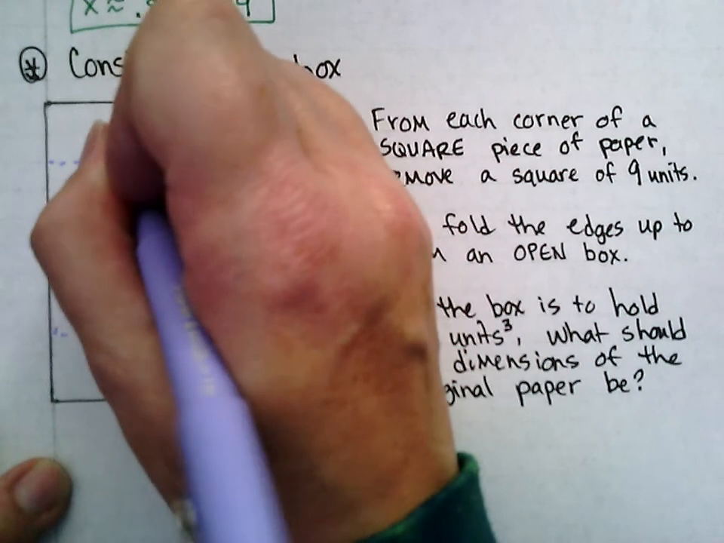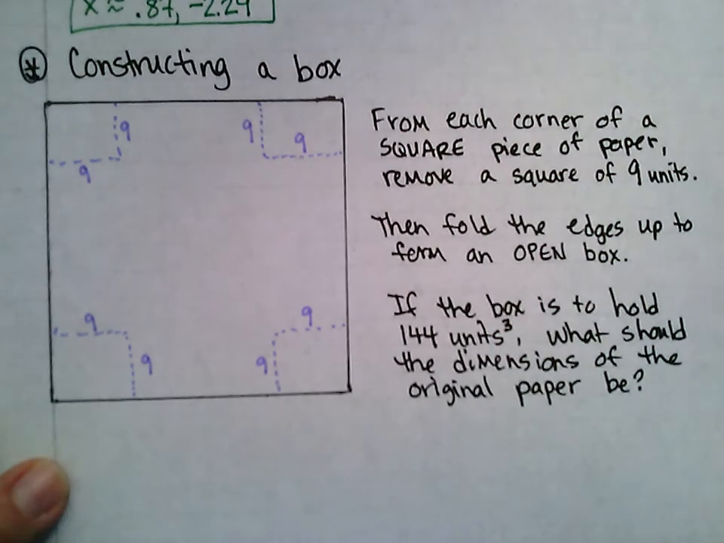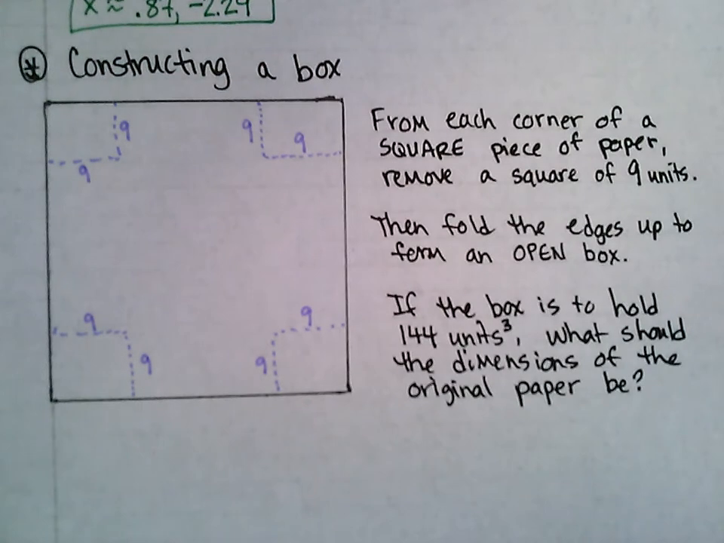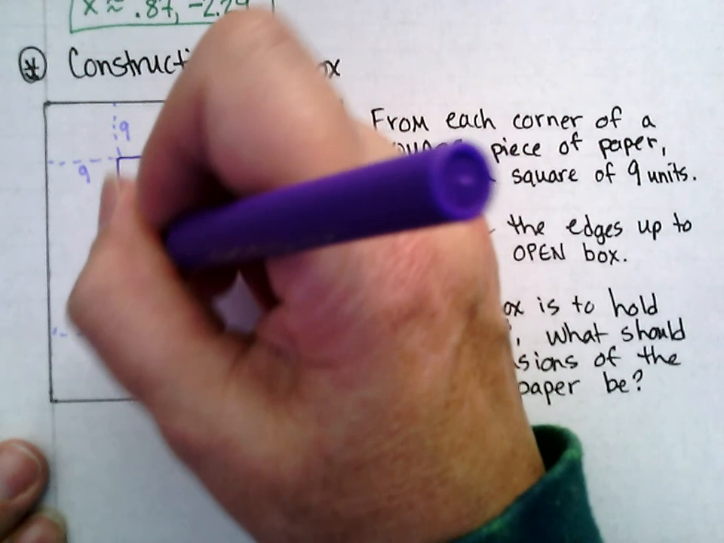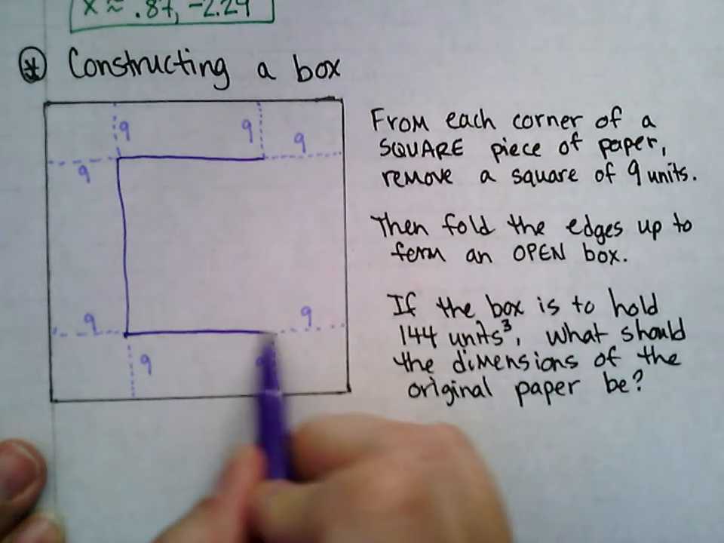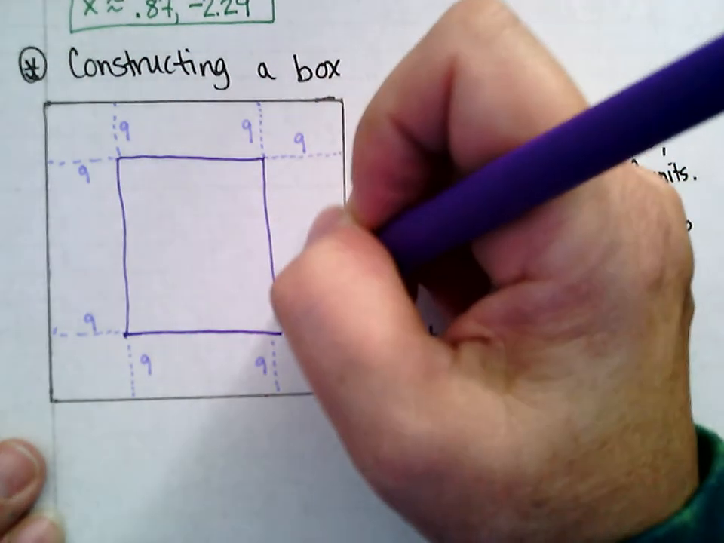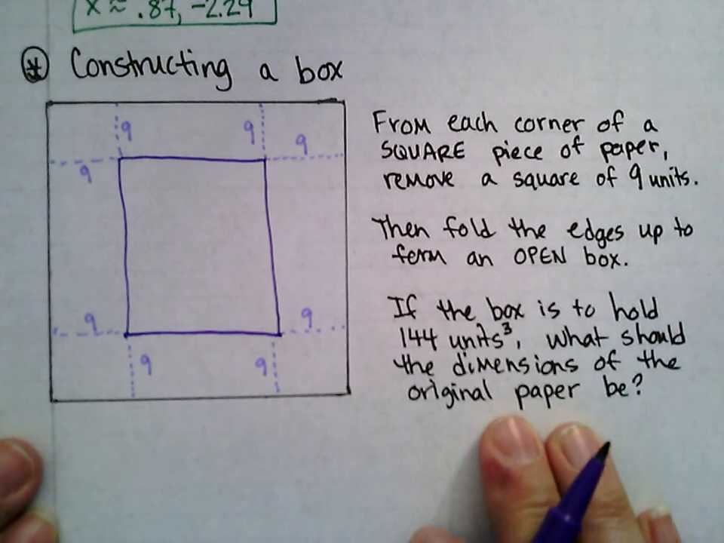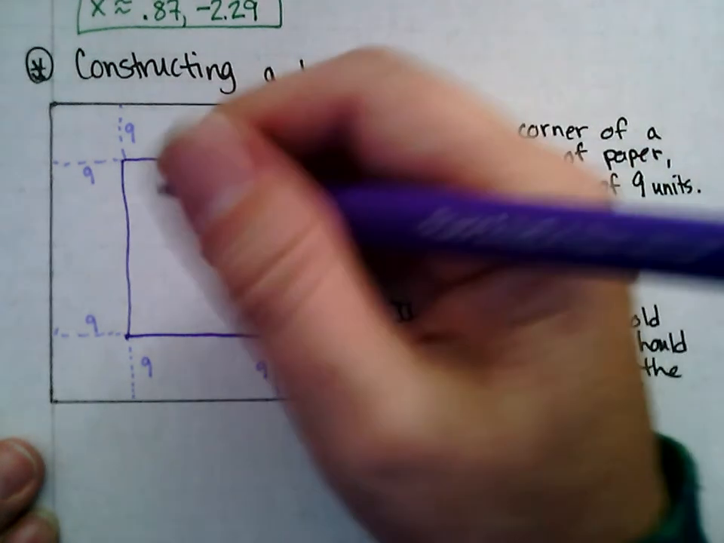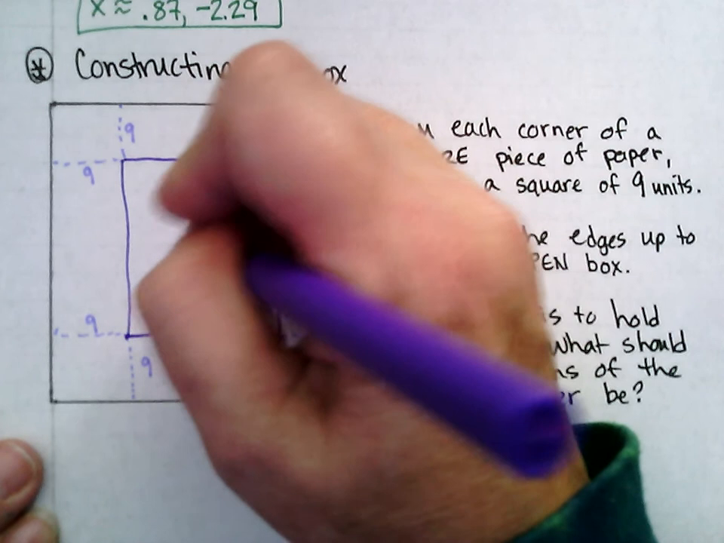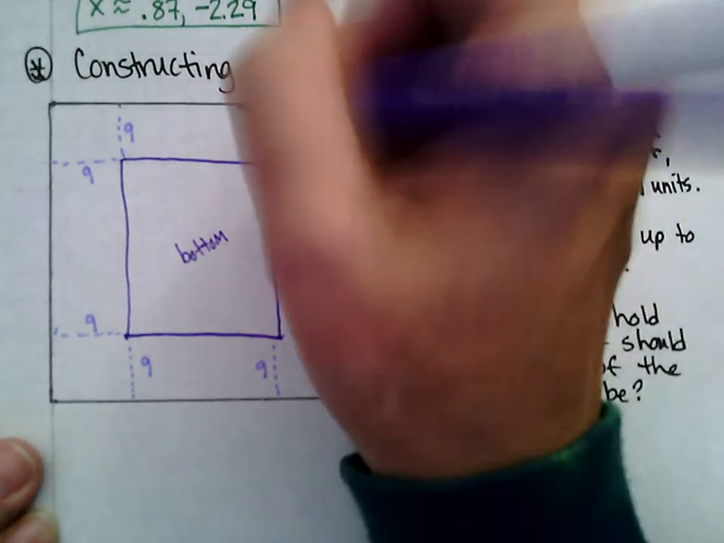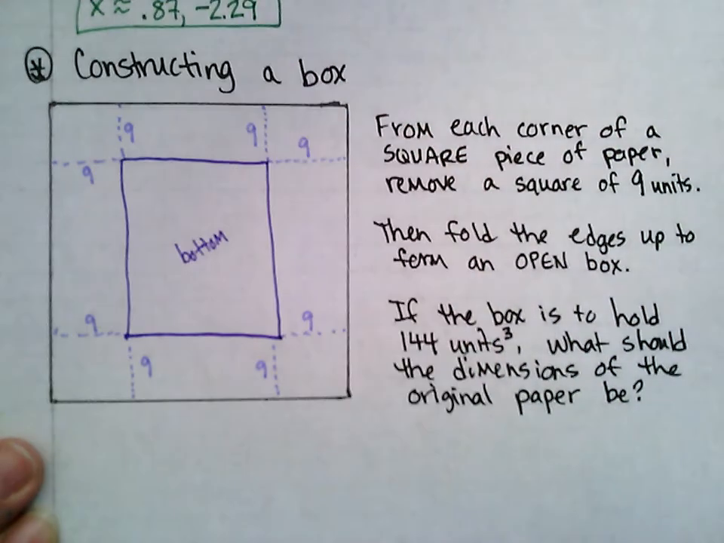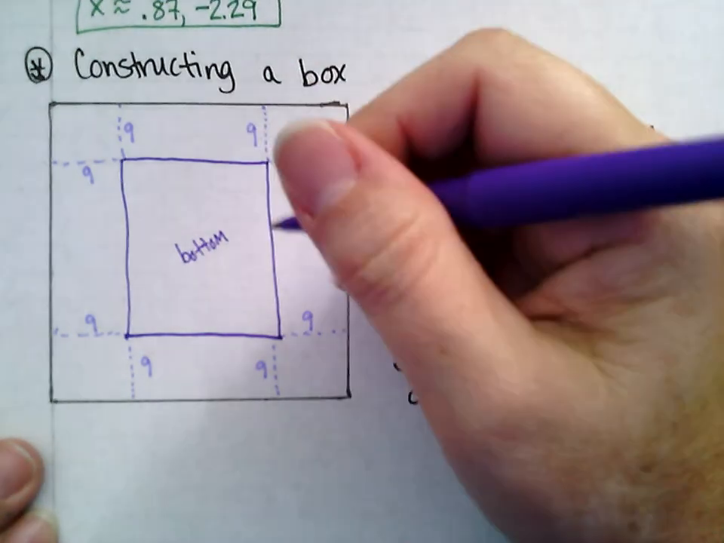And then I'm going to fold my corners up so that the bottom of the box is going to be here. This is the bottom of the box when I'm done, which theoretically should be a square, but because I didn't draw accurately, it does not look like a square. We're going to pretend though. So this is the bottom of the box. And then these are the sides of the box that I fold up. You see what I mean?